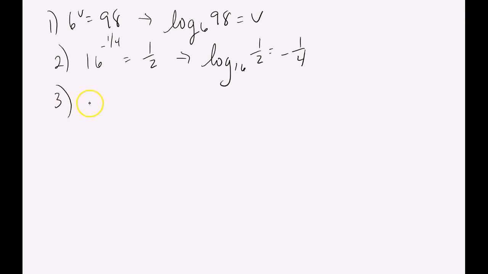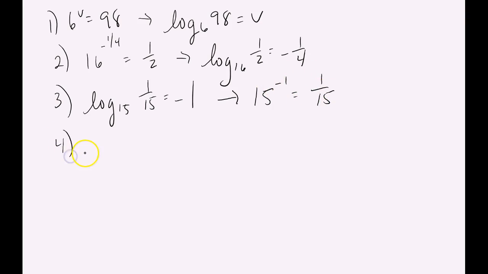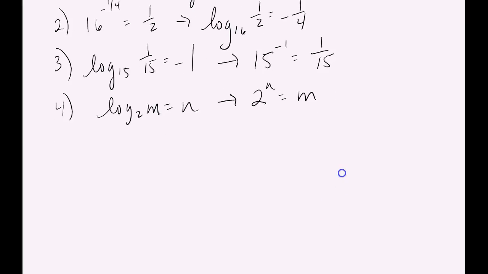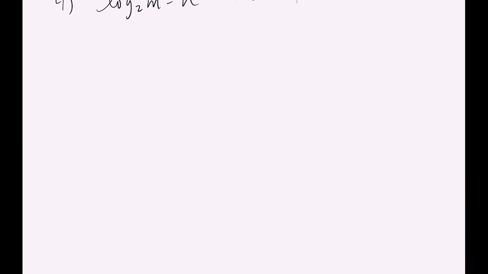This is also a rewrite where now we're going the other way, right? It's going to give me a log, and I'm going to rewrite it as an exponent. So that would be 15 to the negative first equals 1/15. And then number 4, log base 2 of m equals n. So rearranging that, it would be 2 to the nth power equals m. So hopefully you're doing good. So far, so good. Now we get into some actual expanding and condensing, okay?